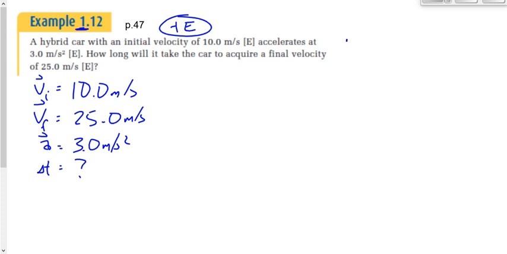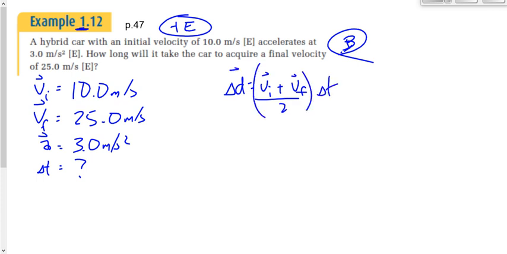All right, you identify that this is a group B problem. Take a look at your data sheet where you circled our group B equations, those 5 group B equations. Which one looks like it fits this data the best? William, what do you say? VI plus VF divided by 2. Okay, so D is equal to VI plus VF over 2 times T. Is that the one you meant, William?